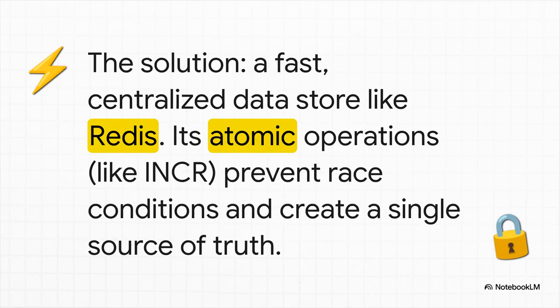The industry standard solution here is to use a super fast centralized data store like Redis. The magic of Redis is that it provides what are called atomic operations. That means an operation like increase, or increment, is guaranteed to happen as a single indivisible step. The read, the increment, and the write all happen at once, which completely prevents those race conditions. All our servers talk to one Redis instance, and we get a synchronized correct count across the whole system.